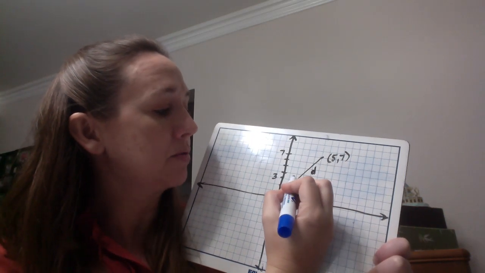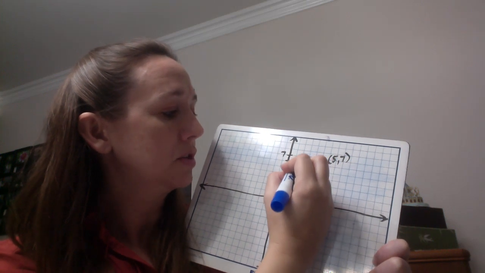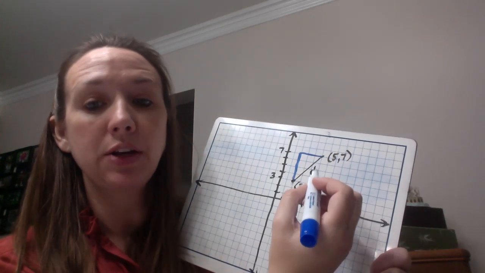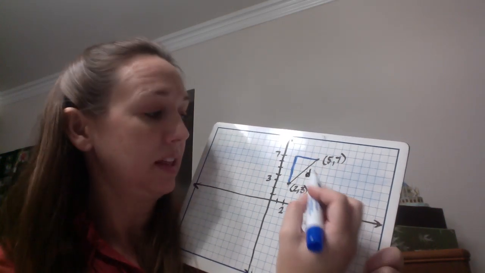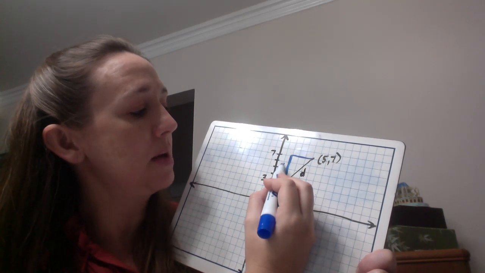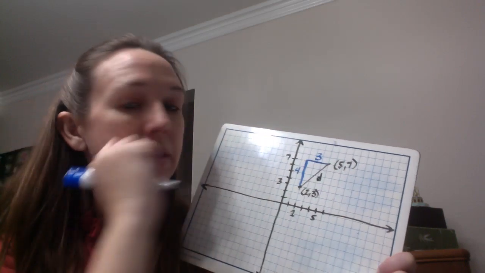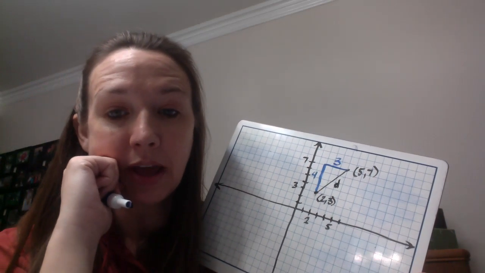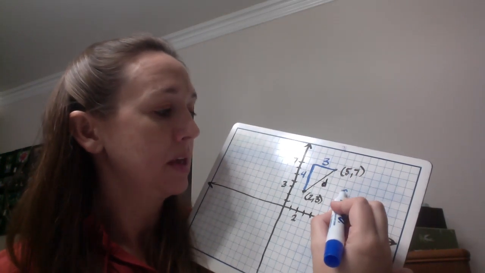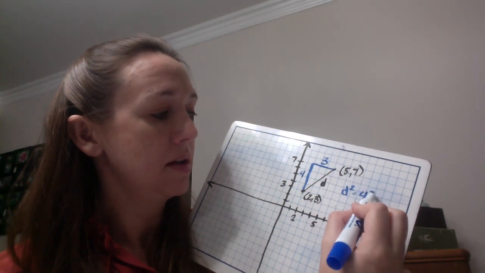If you remember, we drive up and then drive over to make a right triangle. We're going to count our sides of this right triangle and use the Pythagorean theorem to find the length of d, that distance. So we count 1, 2, 3, 4 spaces up and 1, 2, 3 spaces over. We're going to use that 4 and that 3 to find the length of the distance by using the Pythagorean theorem. So that distance squared is equal to 4 squared plus 3 squared.